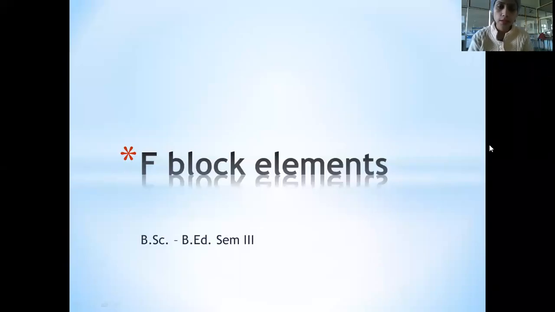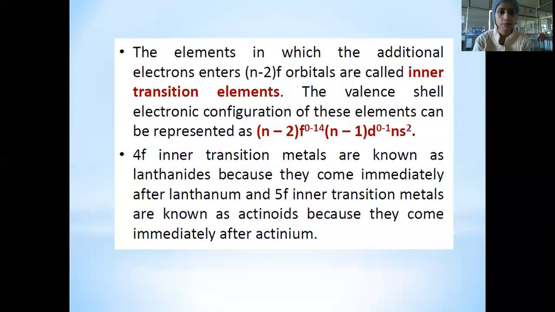Good morning, students. Today we will study a very important topic from the third semester syllabus of BSc B.Ed, that is F block elements or also the inner transition elements. So let us start with the F block elements. So what are F block elements?